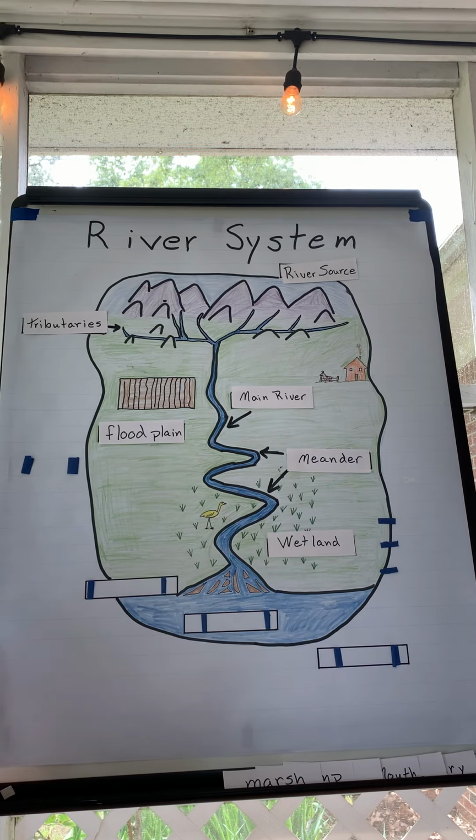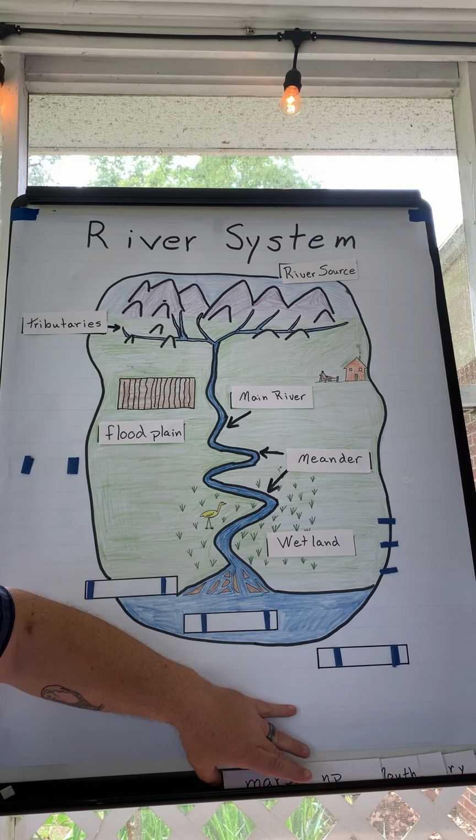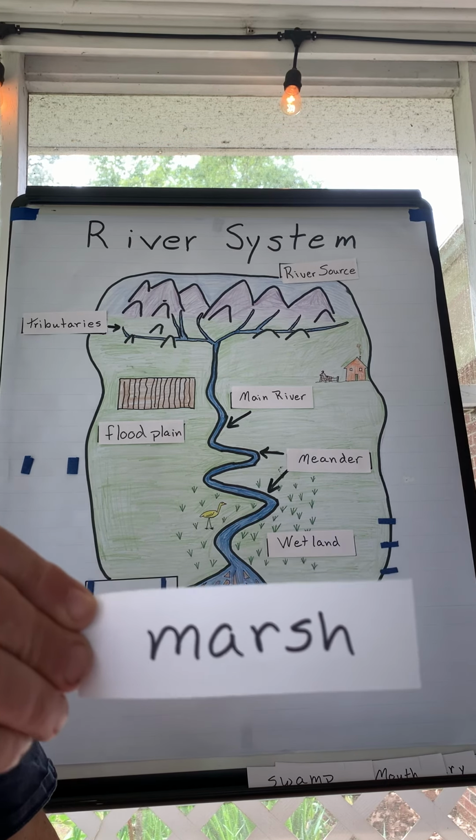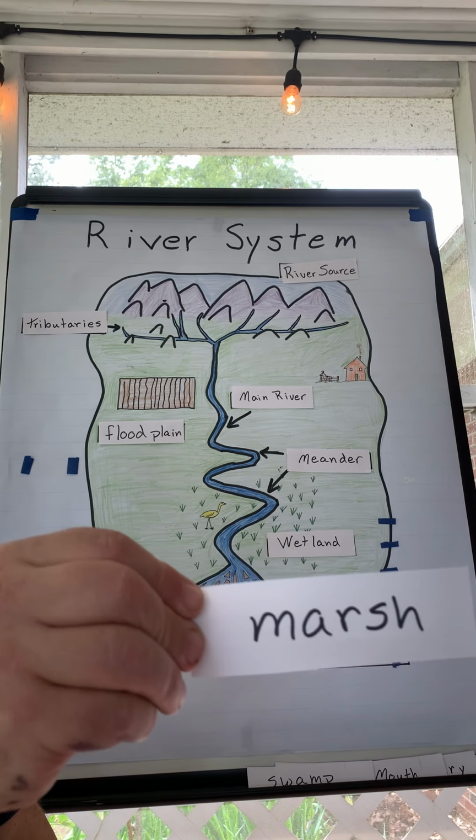And three of the basic types of wetlands, and there are several. One is called a marsh. This is pretty common around here. We have a lot of marshland.